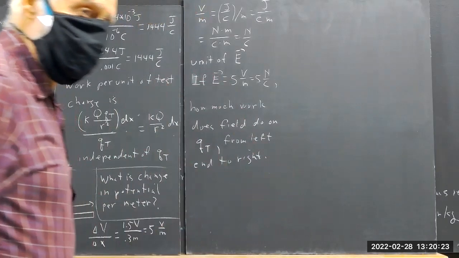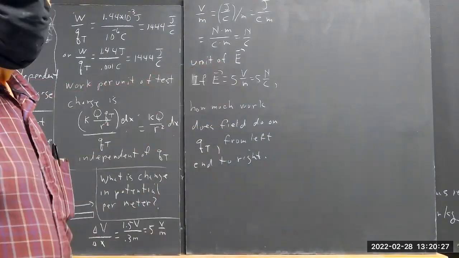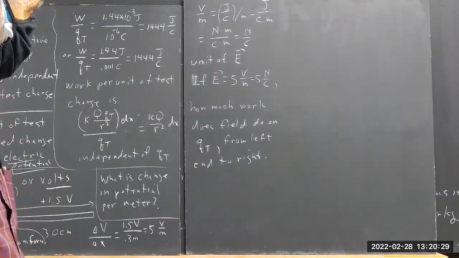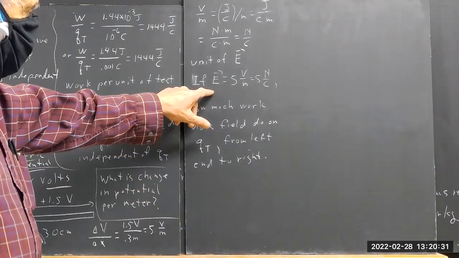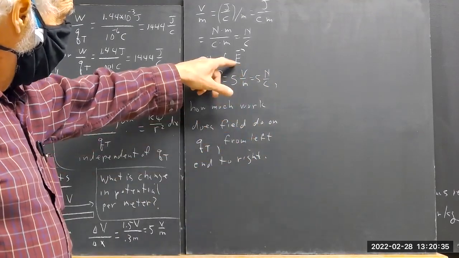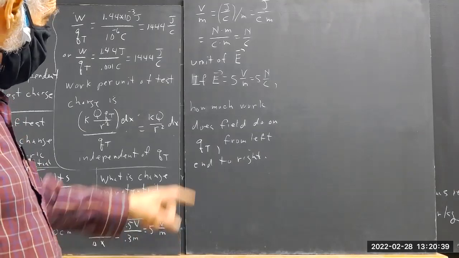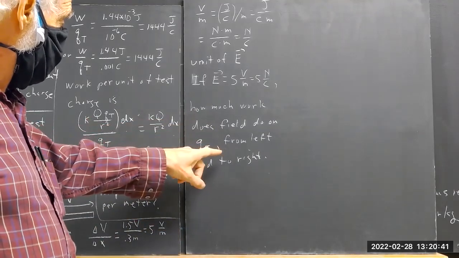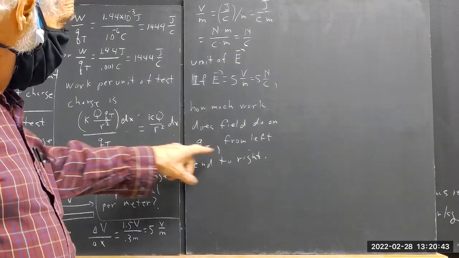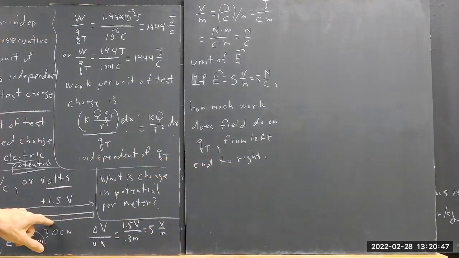Here's a question I want to pose. If this is the electric field, that is, if E is 5 newtons per coulomb, which is the same as 5 volts per meter, then how much work does the field do on a charge QT as you move from the left end to the right end of this conductor?